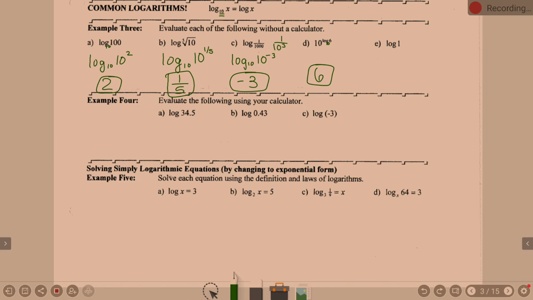Log of 1 is 0, because it has the base. And it doesn't even matter if it has an invisible base of 10 on this one, does it? No, because it's 1. Log of 1 is always 0, any base.